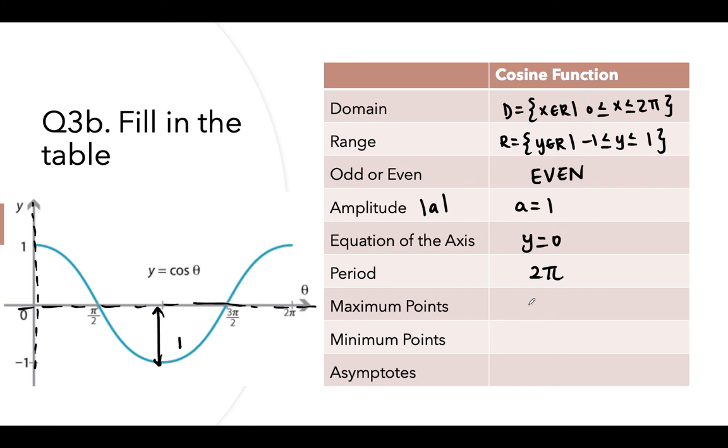Maximum point. So it seems like we have two maximum points here: 0, 1, and 2 pi, 1. And for the minimum point, we have pi, -1. And asymptote for cosine, it seems like we have none.